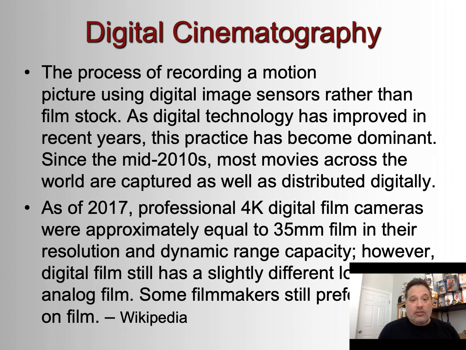And then finally, digital cinematography. We've talked about it throughout the lesson. You can't not talk about it now when you're talking about cinematography. It's basically the process of recording the motion picture using digital image sensors rather than film stock. As digital technology has improved in recent years, this practice has become dominant. Since the mid-2010s, most movies across the world are captured as well as distributed digitally.